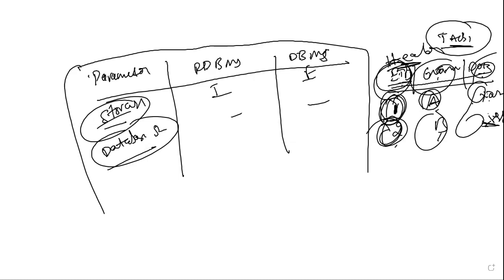Next parameter: number of users, with concurrency in brackets. One of the very important terminologies. Let me spell that out: C-O-N-C-U, double R, E-N-C-Y, concurrency.